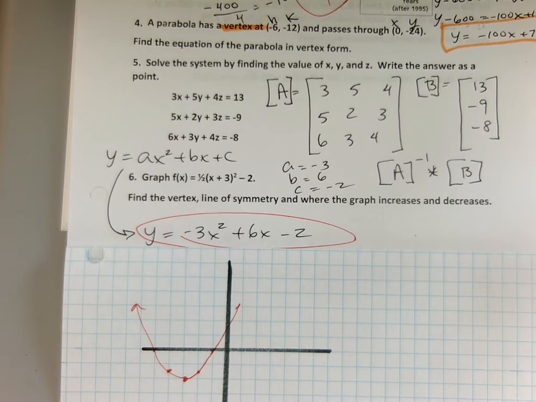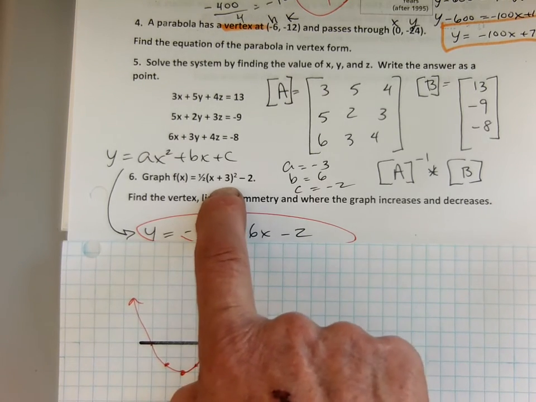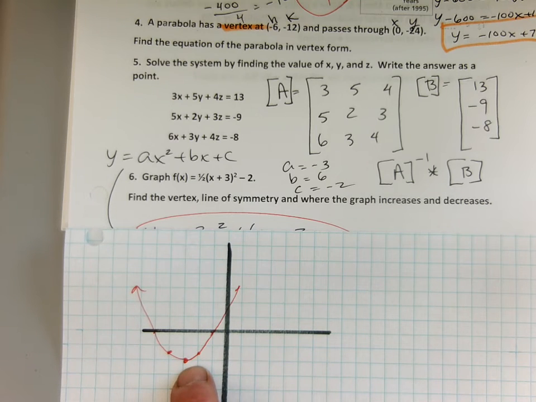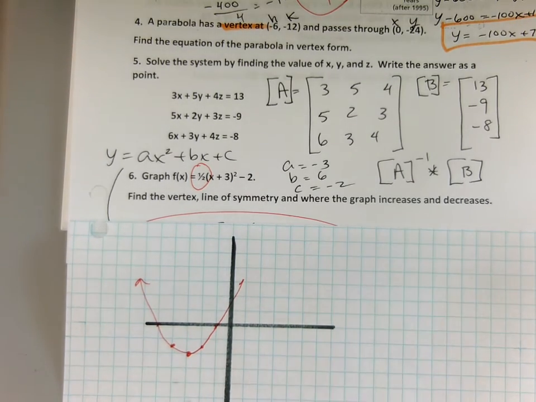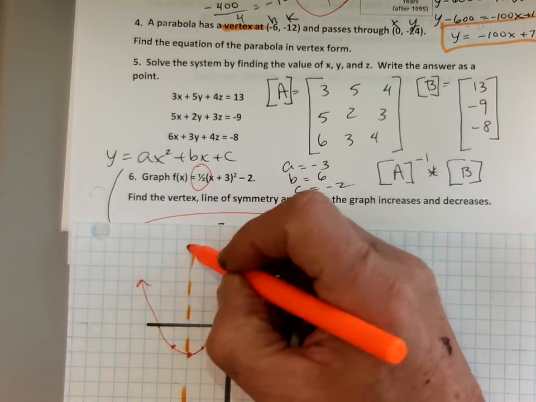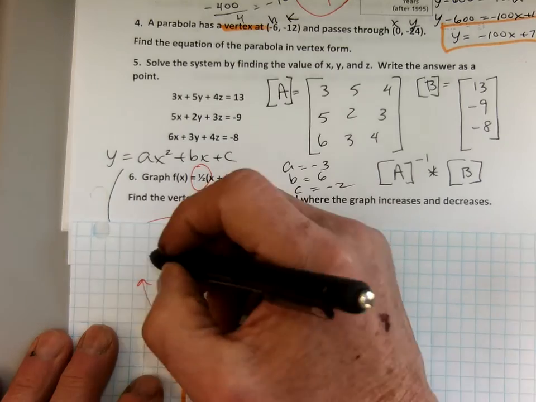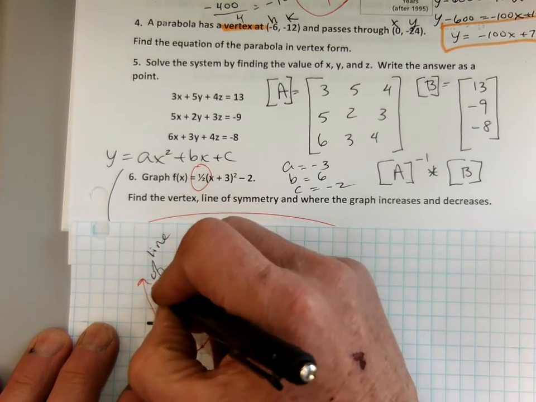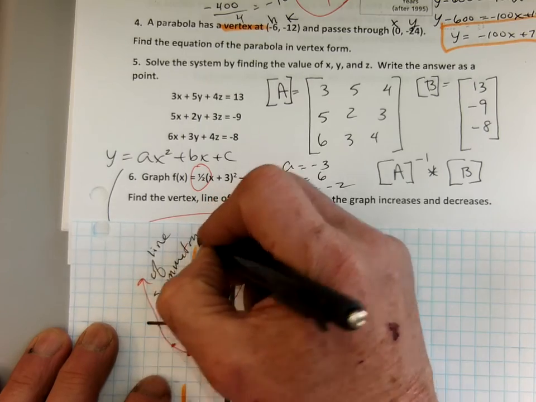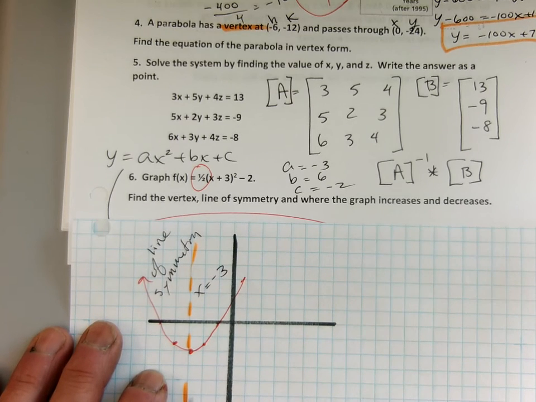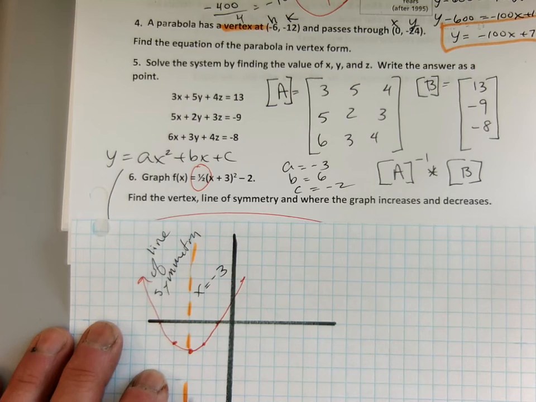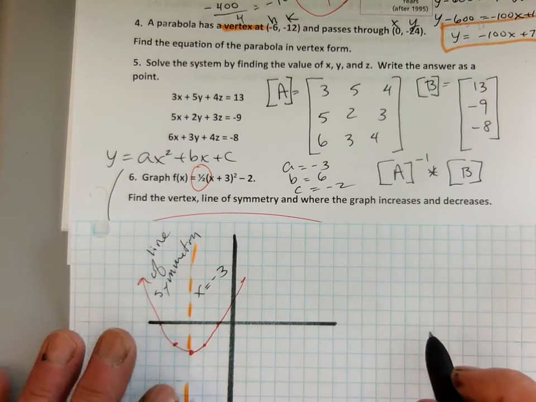So number 6, if I graph this vertex at negative 3, negative 2, right? I just made it half as tall. This piece is not critical for this graph. But the line of symmetry is right here. Here's my line of symmetry. How about x equals negative 3? I can also just plug this in the calculator, right?